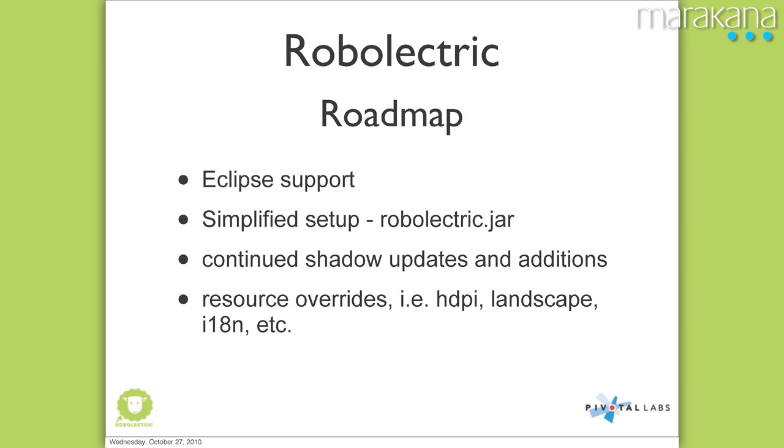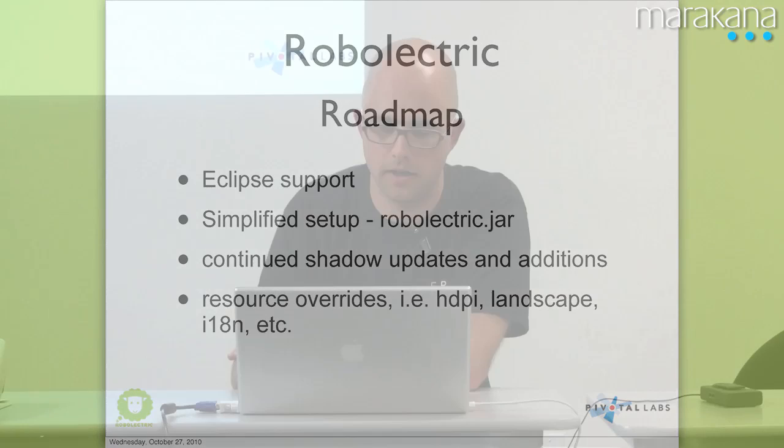So we do have some things on our roadmap: Eclipse support. We want to simplify the setup because we know it's a bear. And we're always updating the shadows and adding behavior to them as needed. One of the things that we don't support that I think is important is that we don't handle all the different types of resource overrides that you can do for high definition, high DPI phones or landscape mode folders and so forth. So these are some of the things that we hope to work on soon.